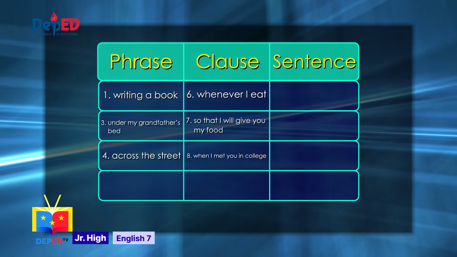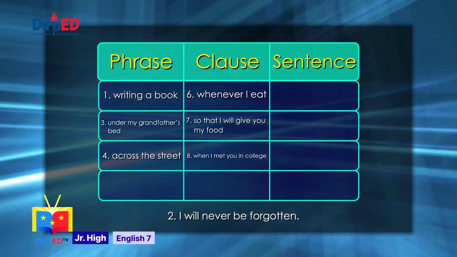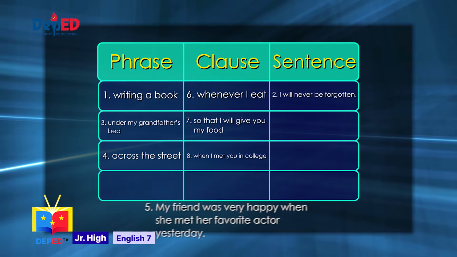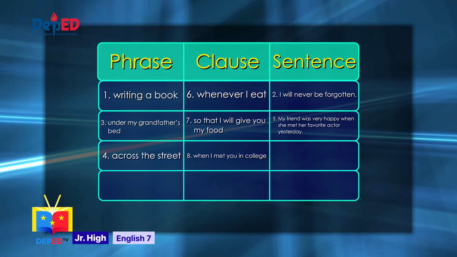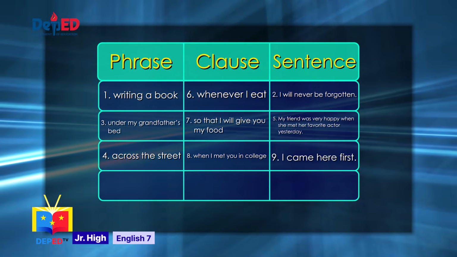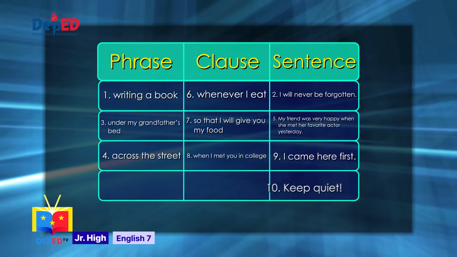And for the sentences, we have items number 2, I will never be forgotten. Number 5, my friend was very happy when she met her favorite actor yesterday. Number 9, I came here first. And number 10, keep quiet.